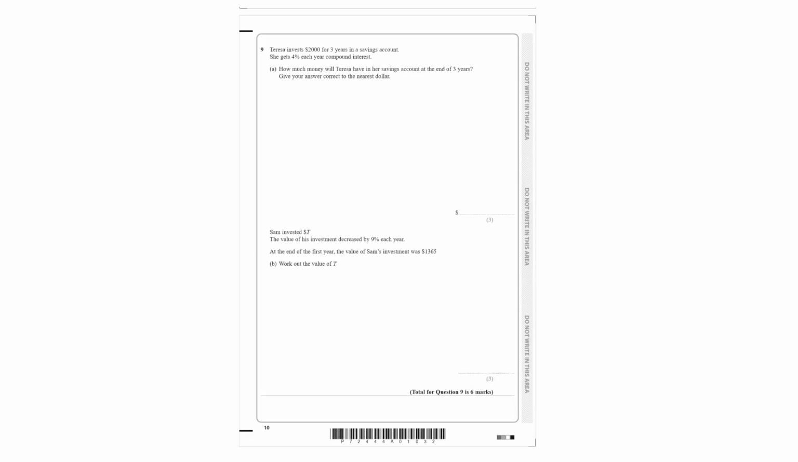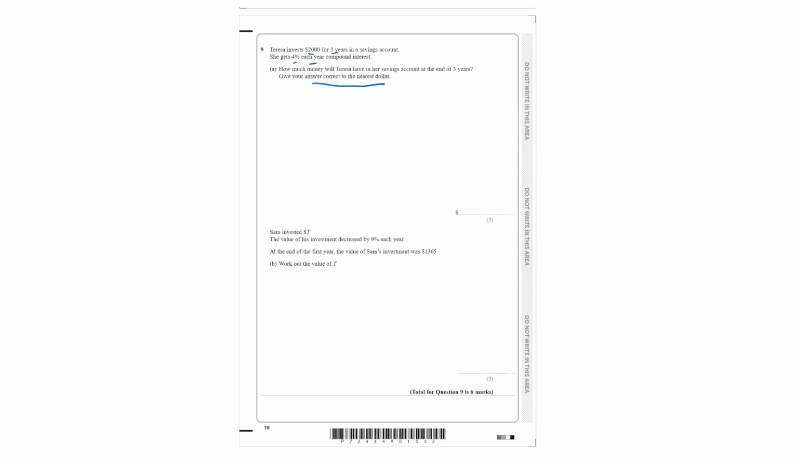Teresa invests $2,000 for 3 years in a savings account. She gets 4% each year compound interest. How much money will Teresa have in her savings account at the end of the 3 years? Give your answer correct to the nearest whole dollar.